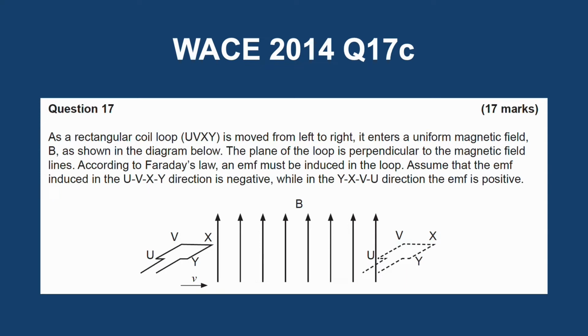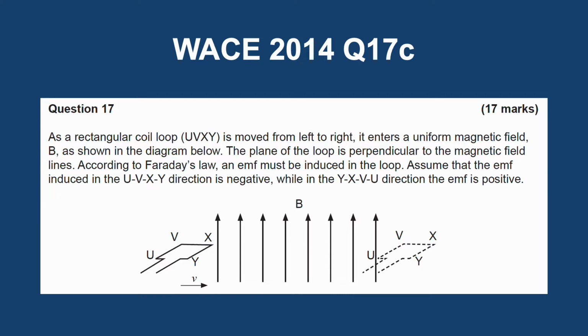According to Faraday's law, an EMF must be induced in the loop. Assume that the EMF induced in the UVXY direction is negative, while in the YXVU direction, the EMF is positive. What does this mean? If an EMF is induced that causes current to flow in the closed loop direction UVXY, then that EMF is to be considered negative, while the opposite EMF that causes the current to flow YXVU is to be considered positive.